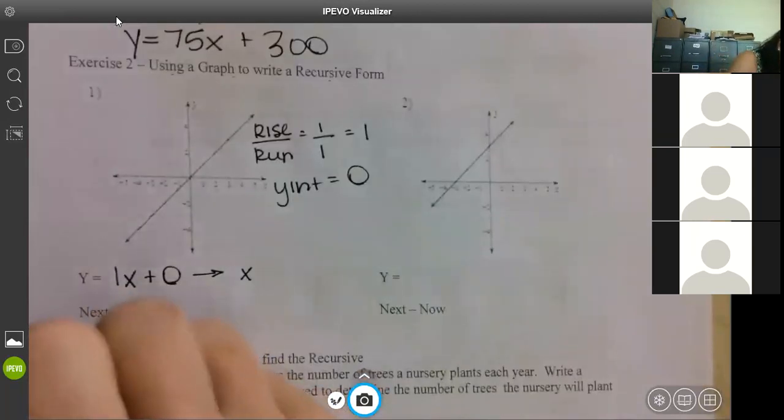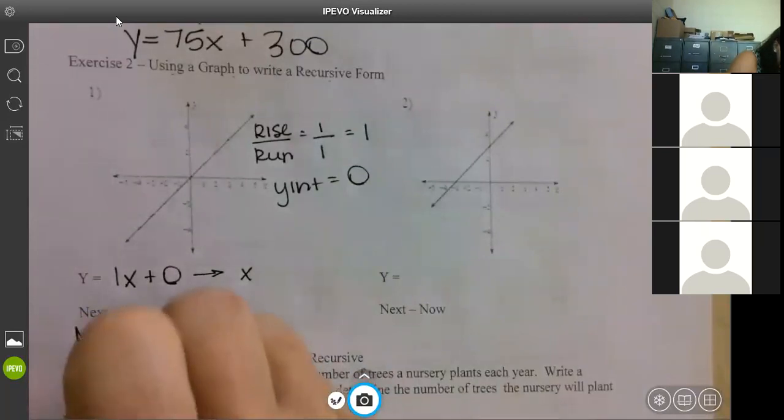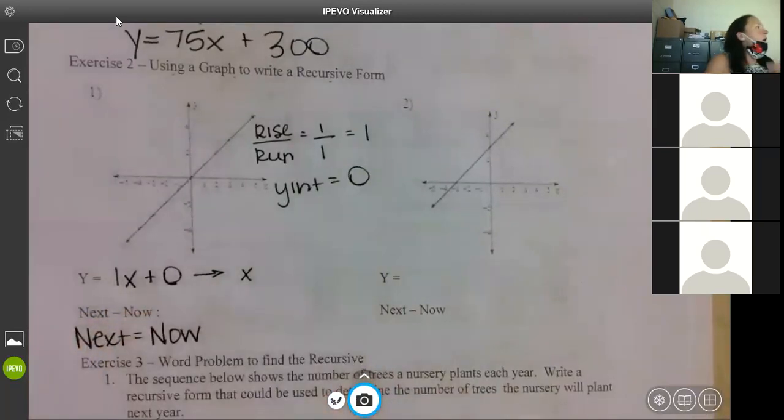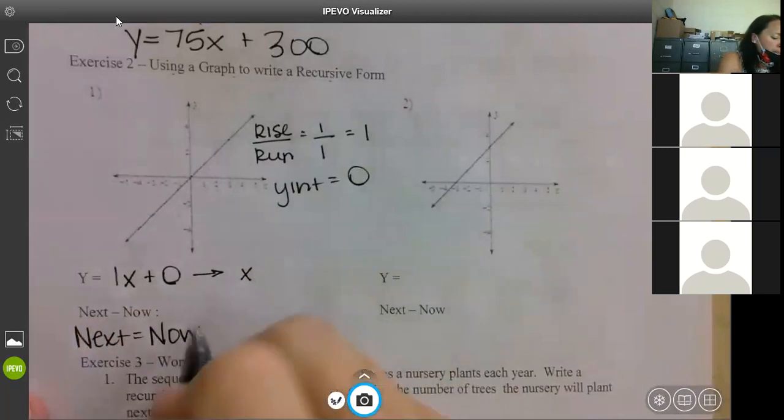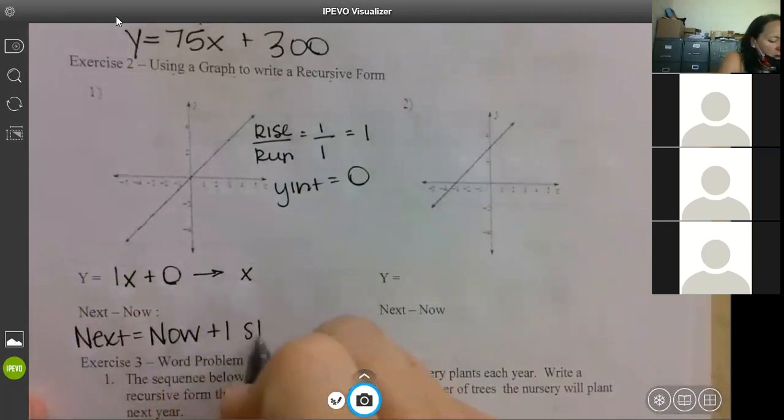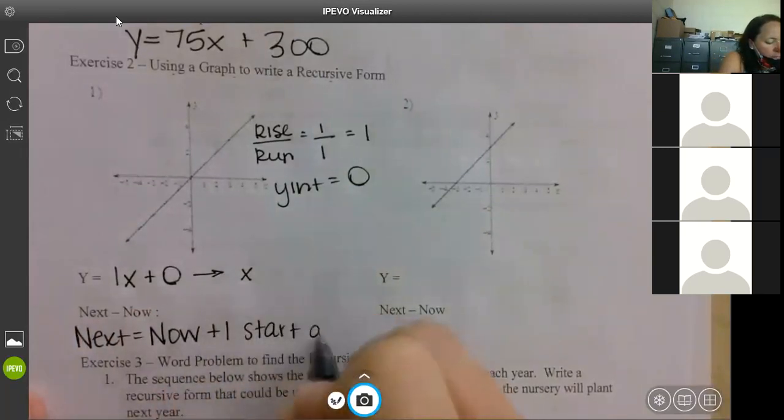Next equals now. Did we go up or down by 1? Up, so it's plus 1. Where do we start at? 0. That's it.